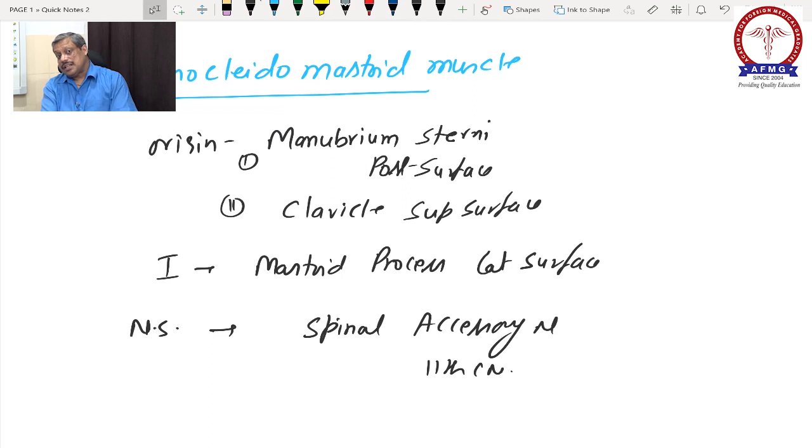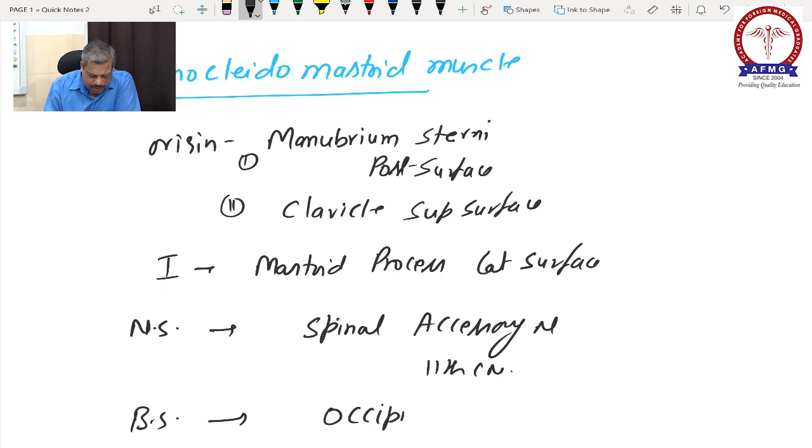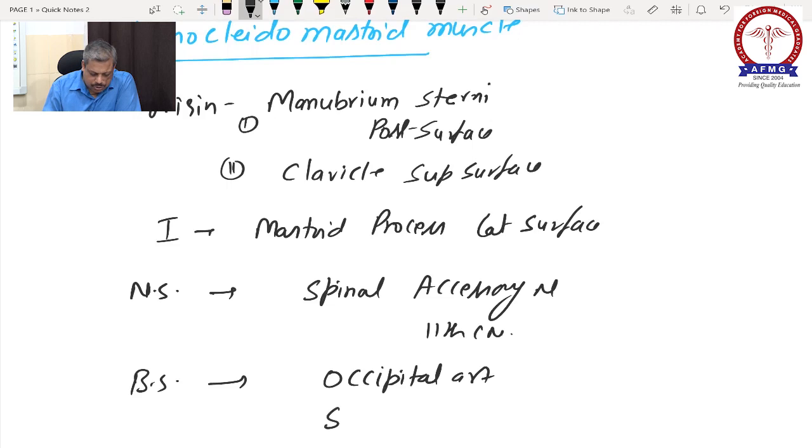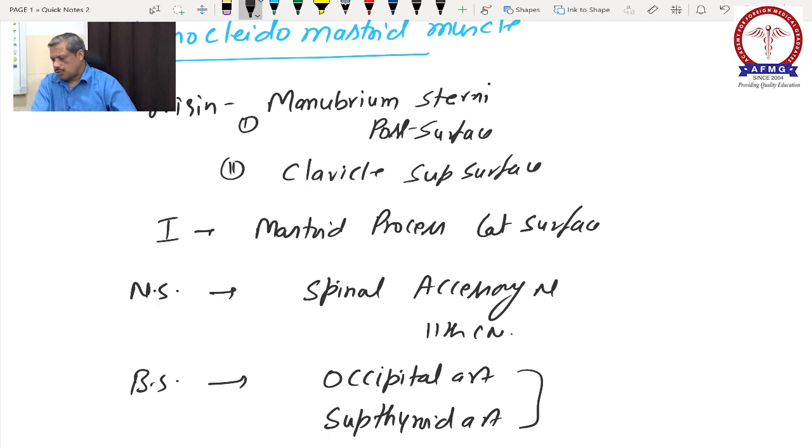One question is asked regarding the blood supply of this muscle. Usually blood supply is not asked for the muscles, but for sternocleidomastoid, blood supply has also been asked. So please remember, this muscle is supplied by occipital artery. This muscle is also supplied by superior thyroid artery. Just keep in mind these two names.